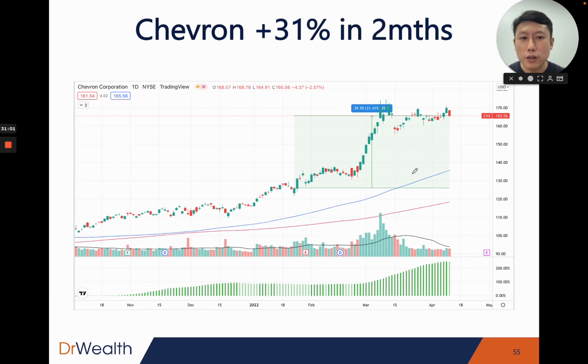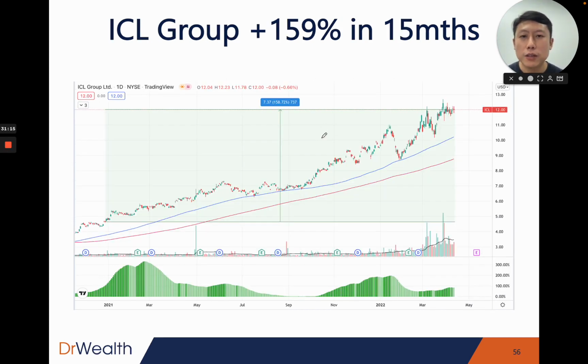Chevron, same thing. You can see as the price goes up, don't sell. Just continue and let the moving average do the talking. The moving average will keep pushing up the sell level, and then you just keep going and see how high it can go. ICL Group, you can see if you take any profits prematurely, you will miss out on so much gain, over 150% over 15 months.